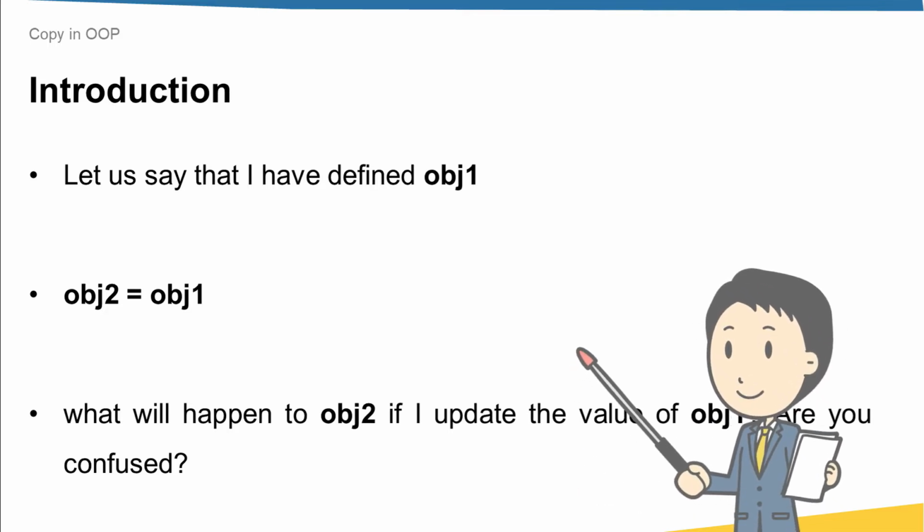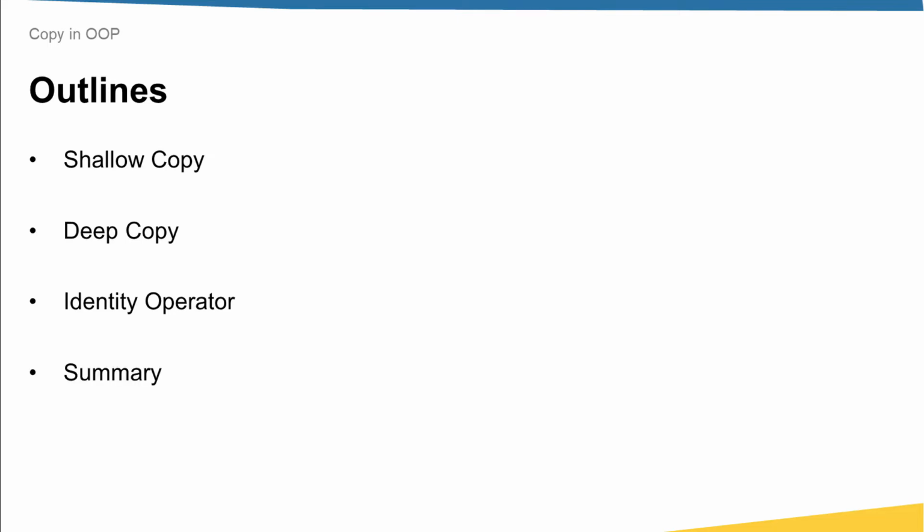in this lecture. In this lecture, I'm going to talk about the copy concept in Python object-oriented programming. First of all, I will start by defining what shallow copy is, then we will talk about deep copy, then we will learn about the identity operator, which will help me to differentiate between shallow copy and deep copy, and I'll end this lecture with a quick summary. So let's get started.